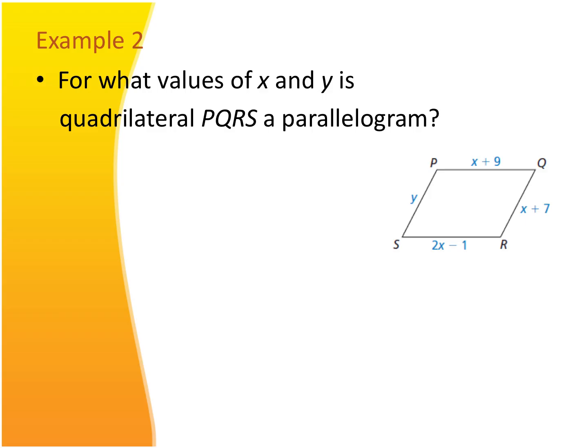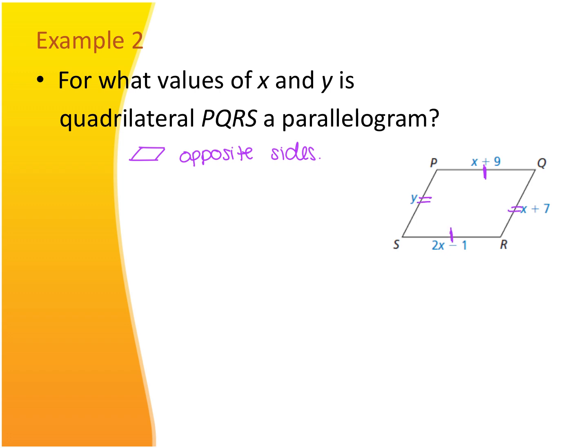All right, looking at example number 2, it says, for what values of x and y is quadrilateral PQRS a parallelogram? So which theorem do you think I'm using for this? Okay, good. Opposite sides converse, that's saying my opposite sides are congruent. So parallelogram, opposite sides. This side is congruent to this side. This side is congruent to this side.